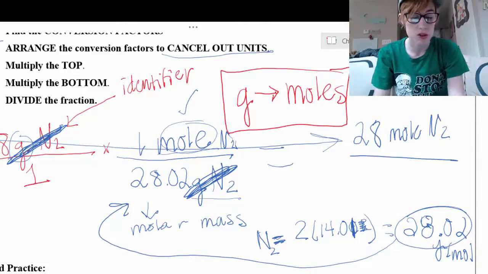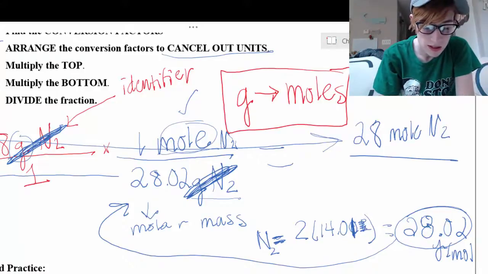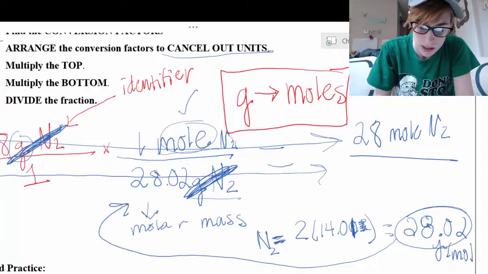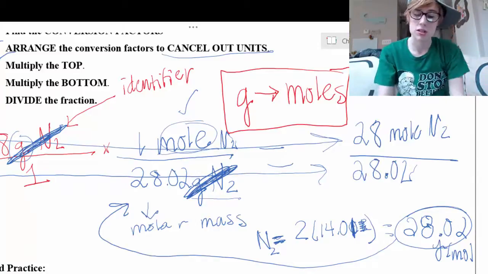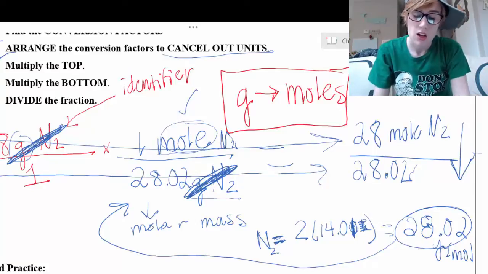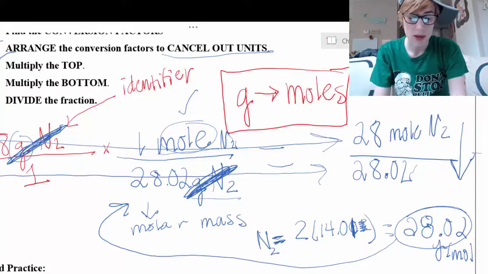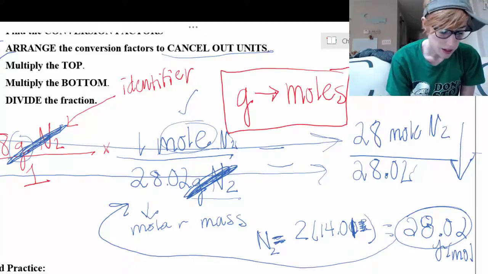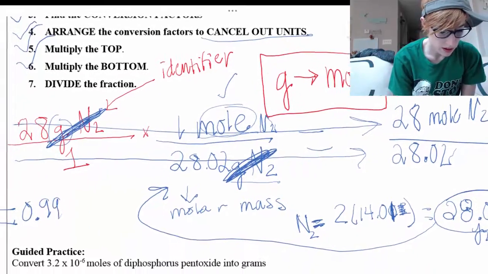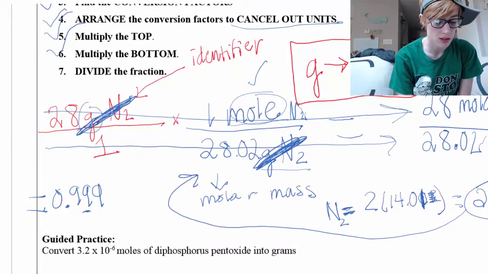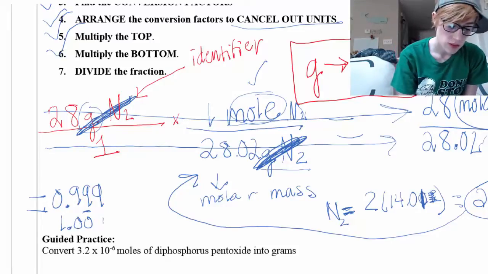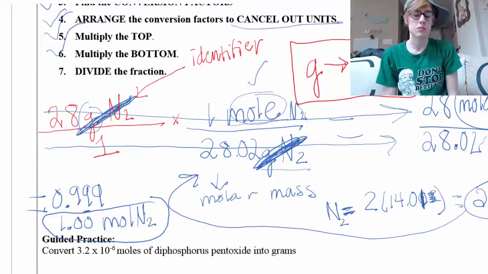Step 6 asks us to multiply the bottom. So we multiply 1 times 28.02, and it gives me 28.02. My last step is to just divide this fraction, okay? So I have 28 moles of N2 divided by 28.02, and my answer, when I divide it, is 0.999, and usually I round to the thousandth, so this would really just turn out to be 1.00. What's my unit? Moles of N2. So I have 1 mole of N2 when I started with 28 grams of N2.